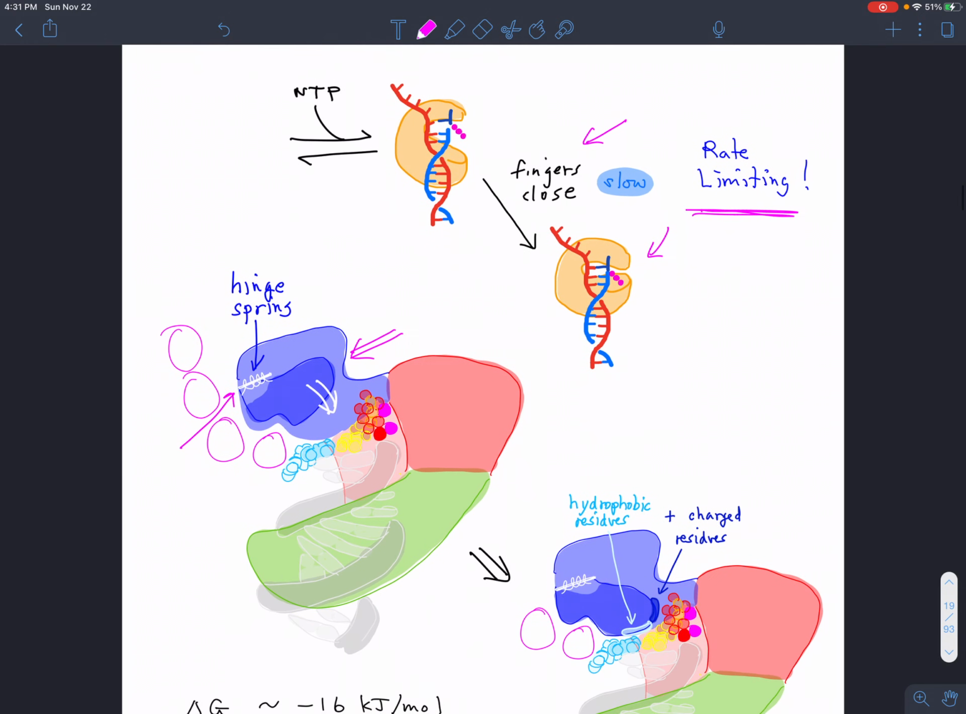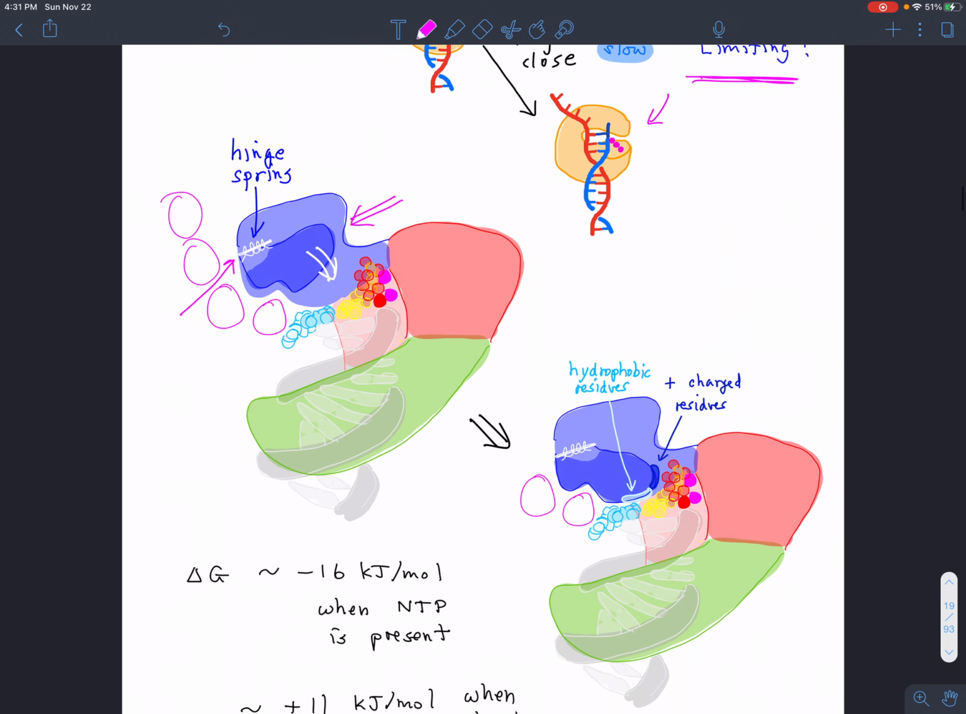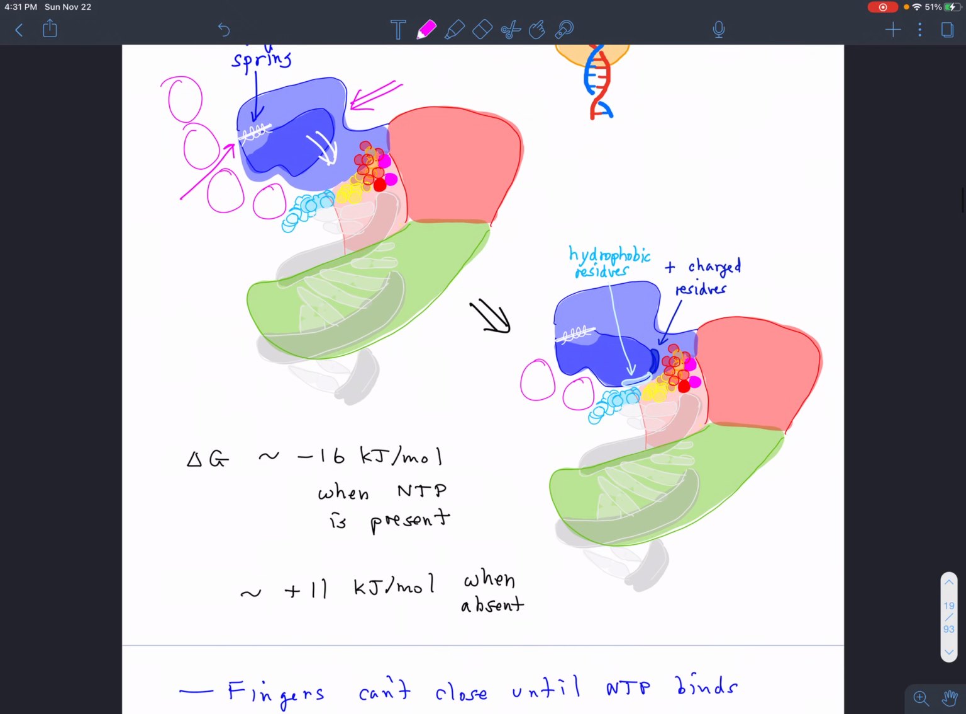You got to bend that spring. You got to get energy from the environment in order to bend that spring. You got to reduce the entropy of the environment, of the surroundings, in order to bend that spring. Once it bends, though, and comes in contact with this nascent base pair, the NTP and the new primer base, then there are quite strong interactions between the tip of the fingers and the base pair itself.